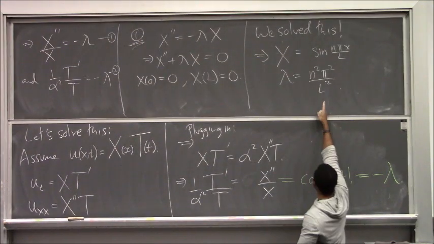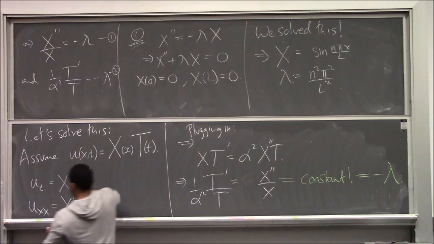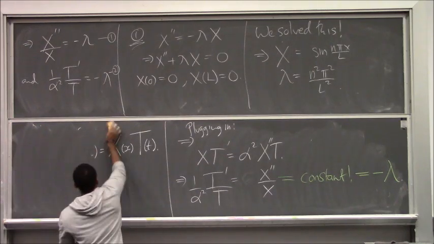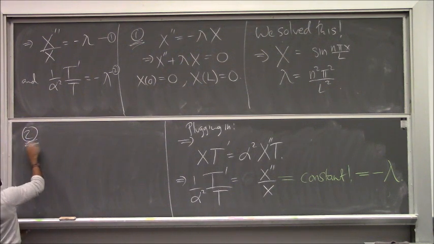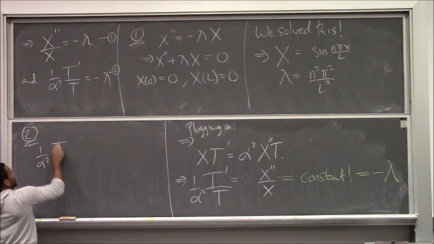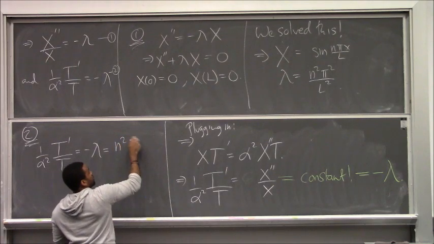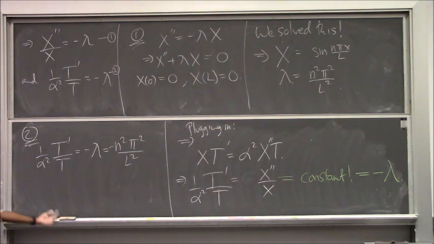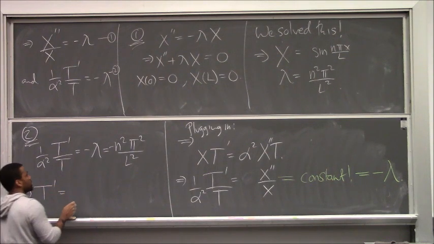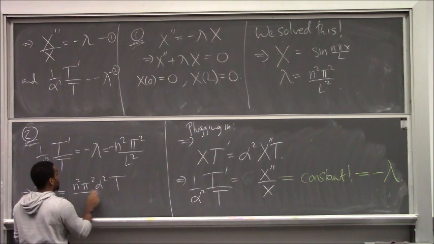Now, what I'm going to do is take that lambda and plug it in here, because it's the same lambda. They're both the same constant. So now in equation 2, I'm going to have 1 over alpha squared, T prime over T equals minus lambda, but my lambda is n squared pi squared over L squared. Which means now I would have T prime is equal to minus n squared pi squared alpha squared big T over L squared.